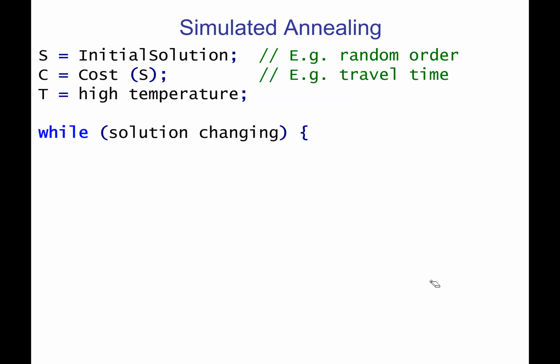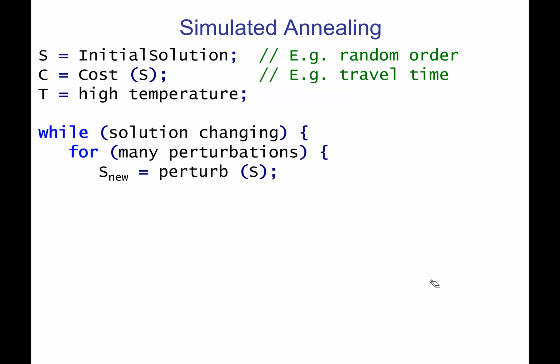After we've got this initial solution, we're going to try improving it. As long as the solution is changing, we're going to do a whole bunch of perturbations. We're going to move our atoms around for a while. The way that works is we say we're in some state, like a delivery order. We have a perturbation function, and it produces a new state, a new delivery order.